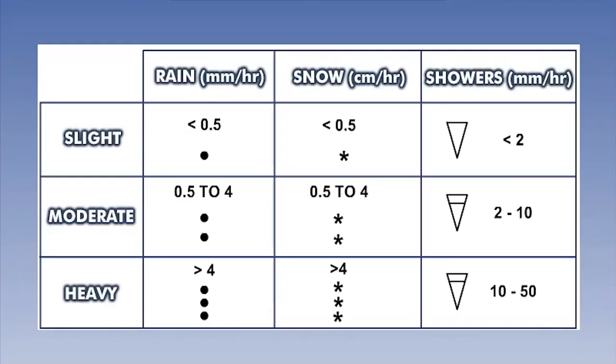The intensity is described according to the following criteria. Slight rain, for example, is described as less than 0.5 millimeters per hour, whereas heavy rain is greater than 4 millimeters per hour. Notice that these figures relate to temperate latitudes only, because in the tropics, extremely heavy rainfall may be experienced, which is not covered here. Snowfall is represented in centimeters of accumulation per hour.